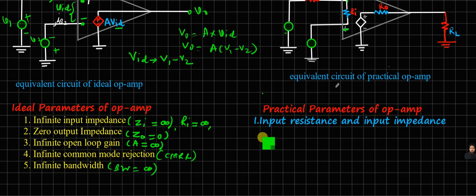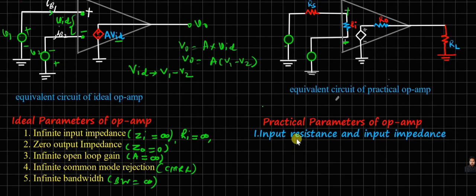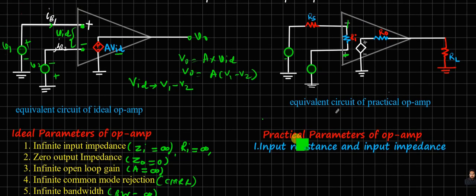Now let us talk about the practical op-amp. The practical op-amp has a resistance here; see this input resistance, or input impedance. This is V1 and this is V2.